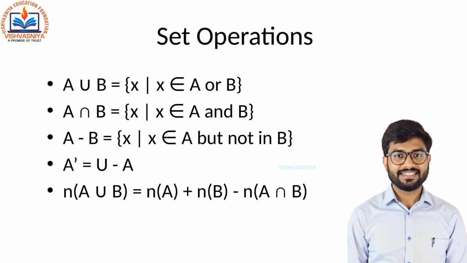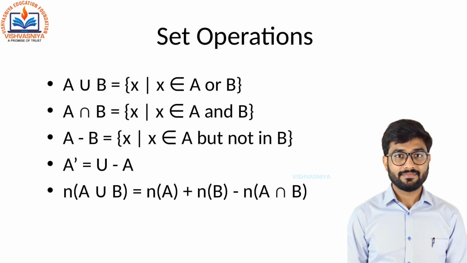Intersection of sets. We say A intersection B is the set of all elements x such that x belongs to both set A and set B. In notation, A ∩ B = {x : x belongs to both A and B}.